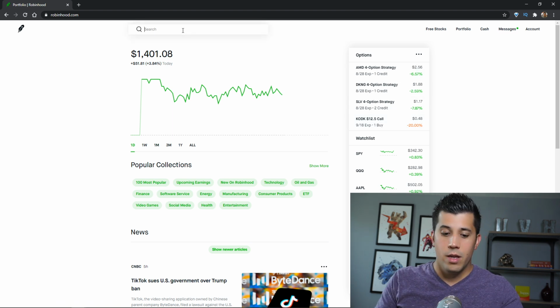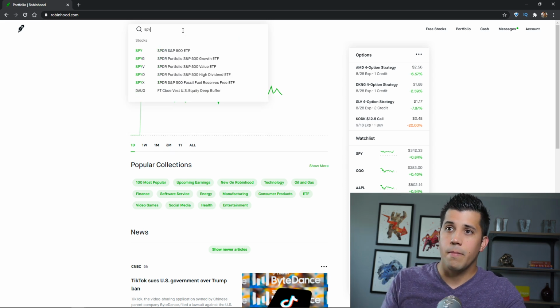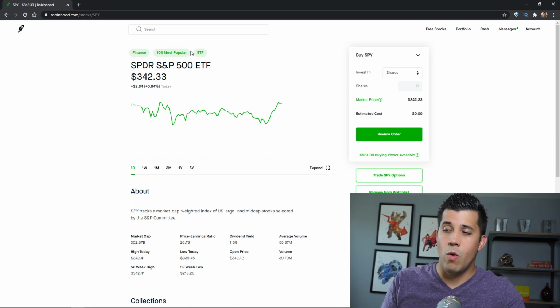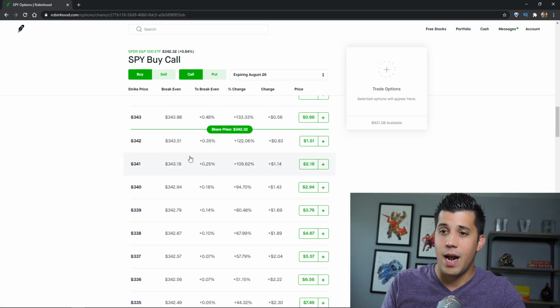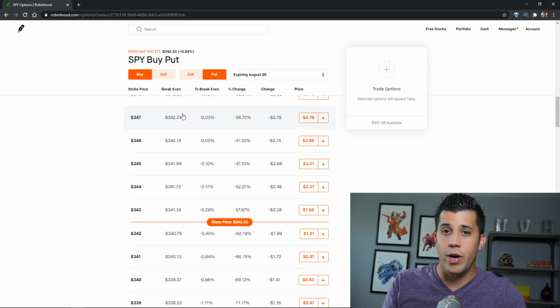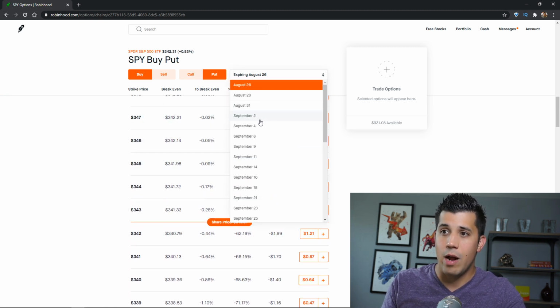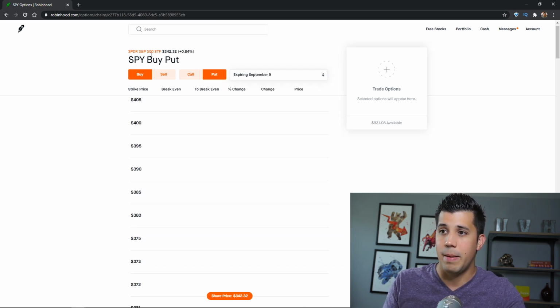Now, one thing that I look for: you want a higher probability of making money on this option. So if I hit put, if you're new to trading options, I highly recommend going out to a further date. These expire in just a couple of days. I would definitely recommend going out at least a week, 10 days. So I'm going to go out to September 9th here.